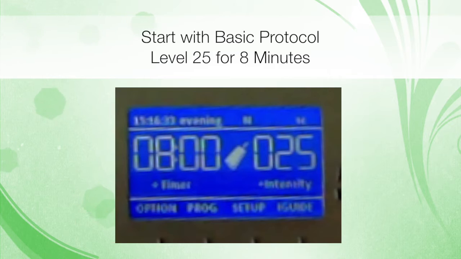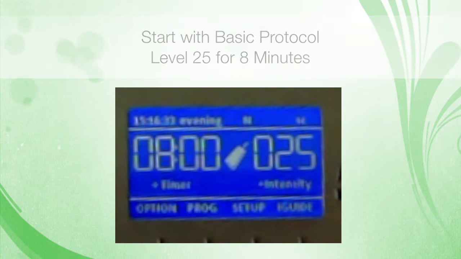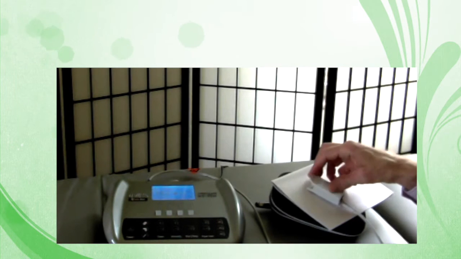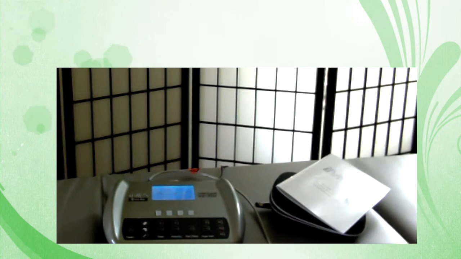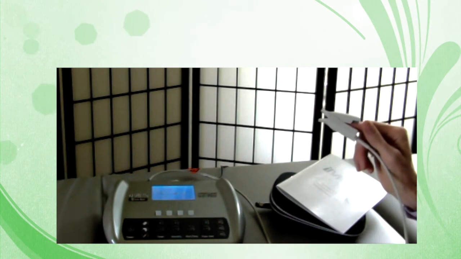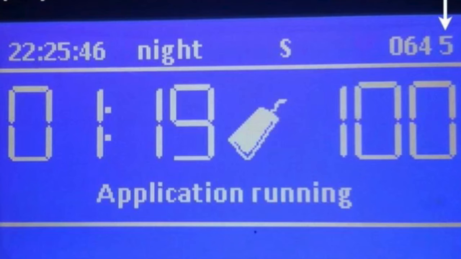So here on the screen, we just start with level 25 for 8 minutes. That's a good starting point. That's our basic recommendation. So when in doubt, just start with the basic protocols. And if you start with that, then when you put your finger sensor on and press start, it'll start calculating your heart rate variability score. It might take 1 or 2 minutes, sometimes 3 minutes, and then a benchmark score will show up.